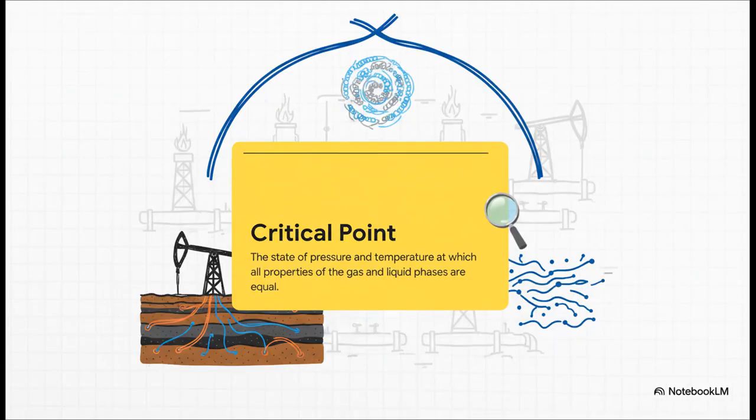And right at the very top of the dome, where these two curves meet, you get the critical point. And this is a truly weird state of matter. At this one precise pressure and temperature, the liquid and gas phases become totally identical. You literally cannot tell them apart. It's not a liquid, it's not a gas, it's this single, bizarre fluid.